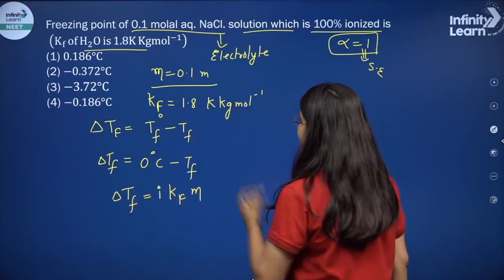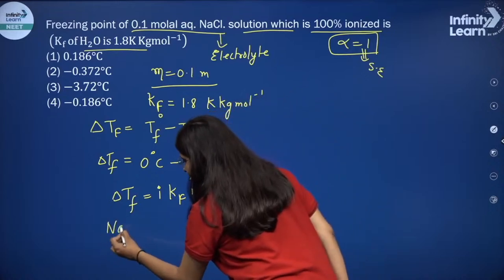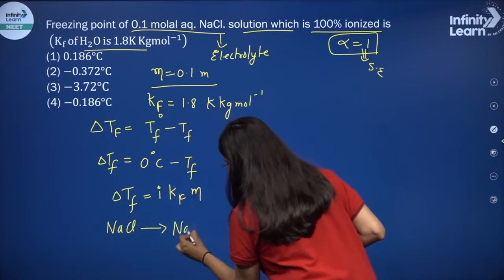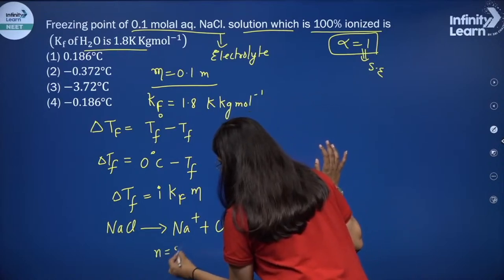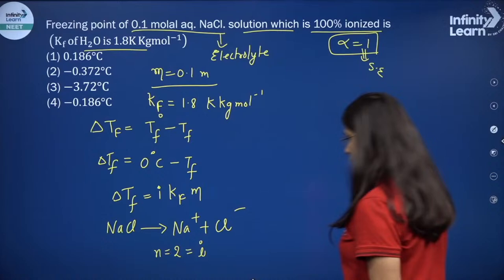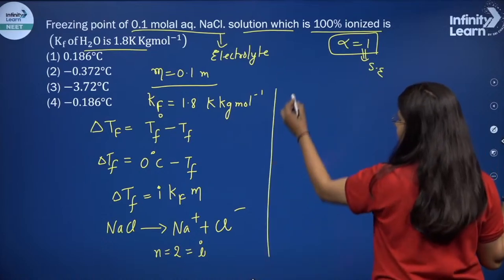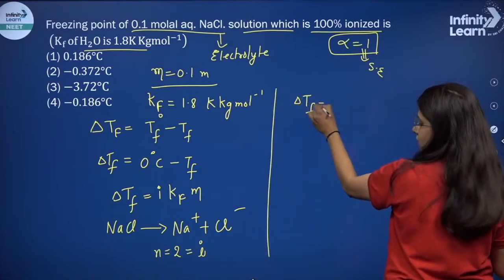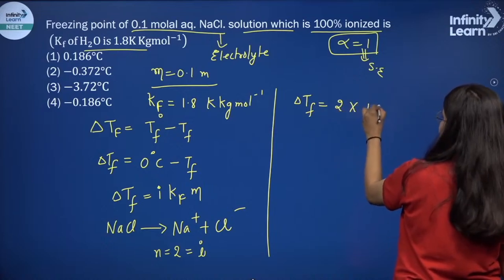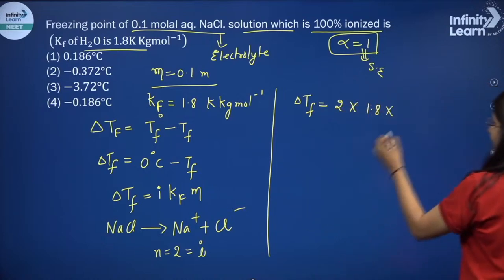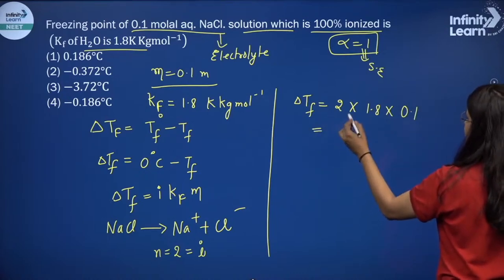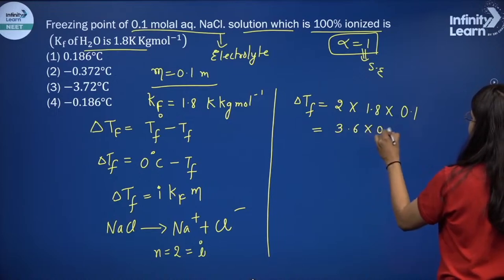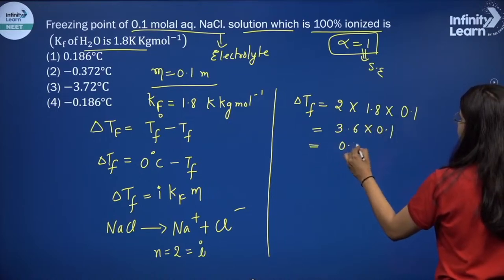नाउ व्हाट विल बी i? NaCl है. सो NaCl विल डिसोसिएट टू गिव मी Na प्लस एंड Cl माइनस आयन. सो व्हाट इज n हियर? n इज हियर 2. So for strong electrolyte i is equal to n. So I'll just substitute all the values. Delta Tf will be 2 into Kf is 1.8 and m is what? 0.1. So what will be the answer? It will be 2 into 1.8, so it will be 3.6 into 0.1. It will be what? 0.36.